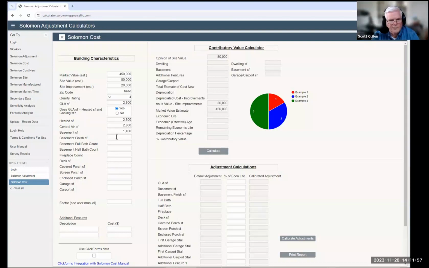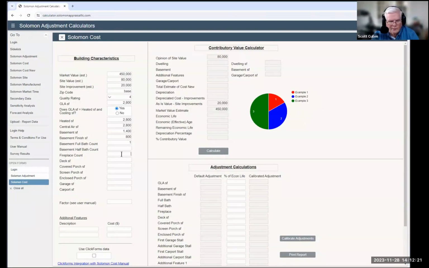Basement finish is 800 square feet. And we're going to add a basement bathroom. Now, the reason we ask for the basement bathroom count is because the numbers that we use from National Building Cost do not include bathrooms in the basement finish numbers. They do include bathrooms in the GLA numbers.